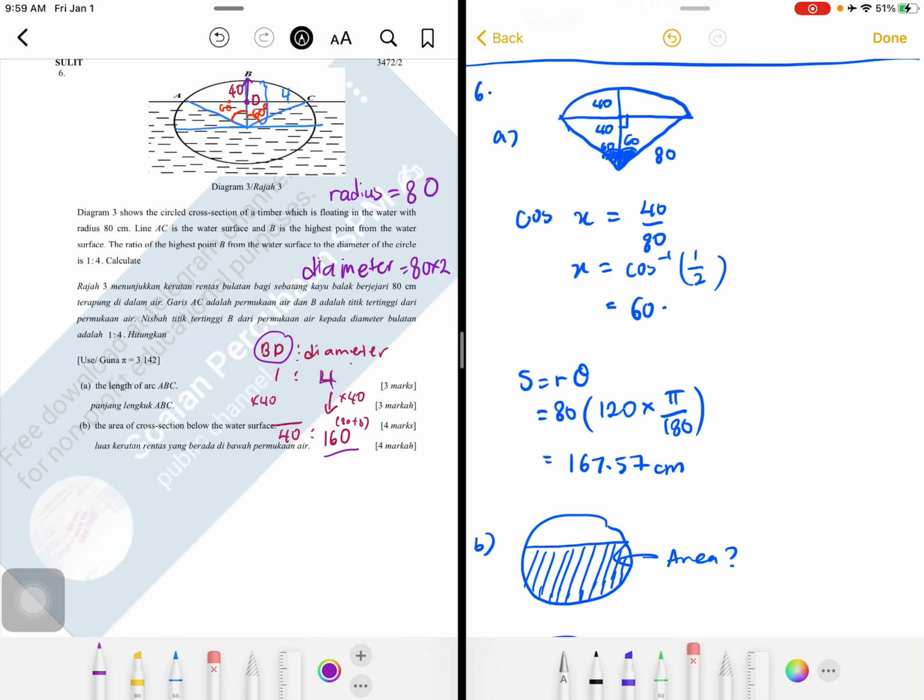Macam mana nak 4 pergi 160, nak darabkan dengan berapa? So darabkan dengan 40. So maksudnya panjang BD ni adalah 40. Okey. Baru kita dapat panjang BD. So apa kita nak buat? Kita nak cari length of arc ABC. Nak cari length of arc ABC ni, masalahnya kita perlu tahu angle kita kat sini. Macam mana kita nak tahu?